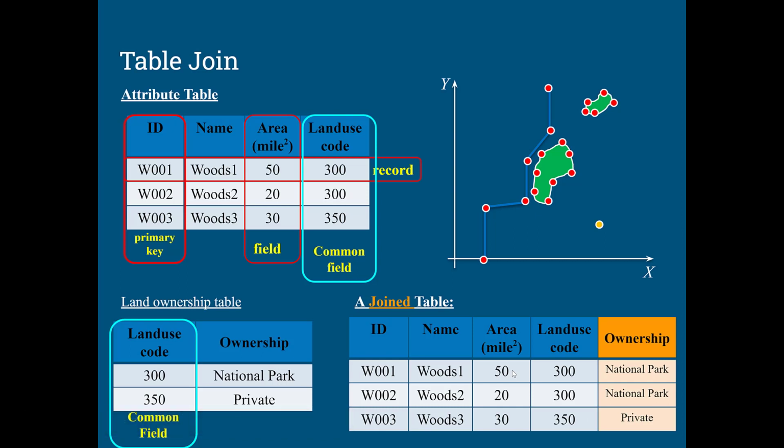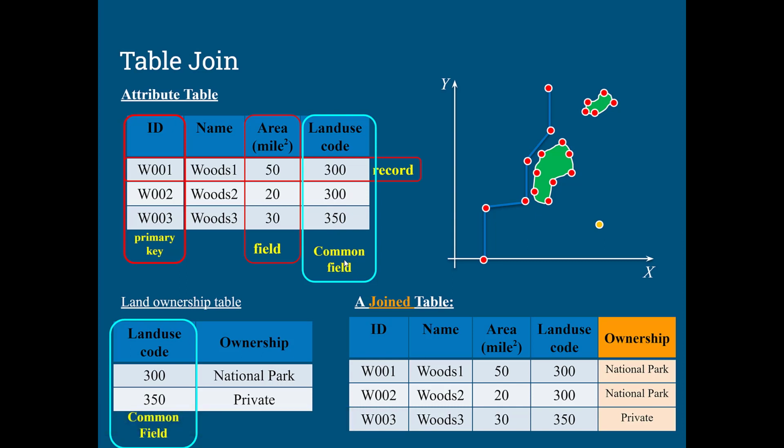So you can see here, you can use this table join to enrich the information currently recorded in your attribute table. The key here is to find the common field. Keep in mind, you don't have to have the same name for the common field in different tables, but you have to have the same information.